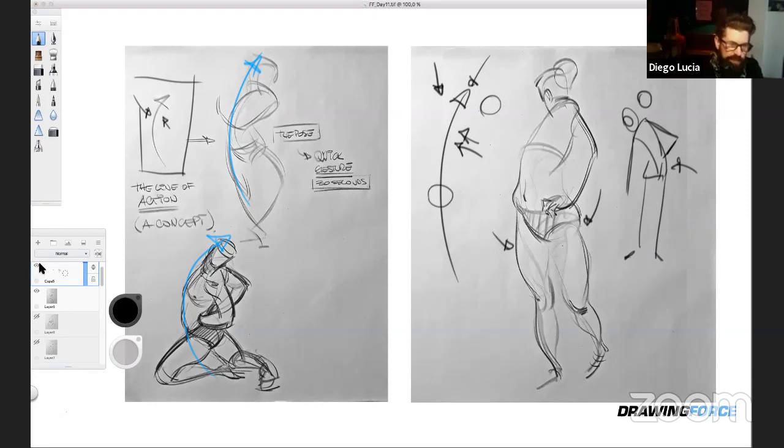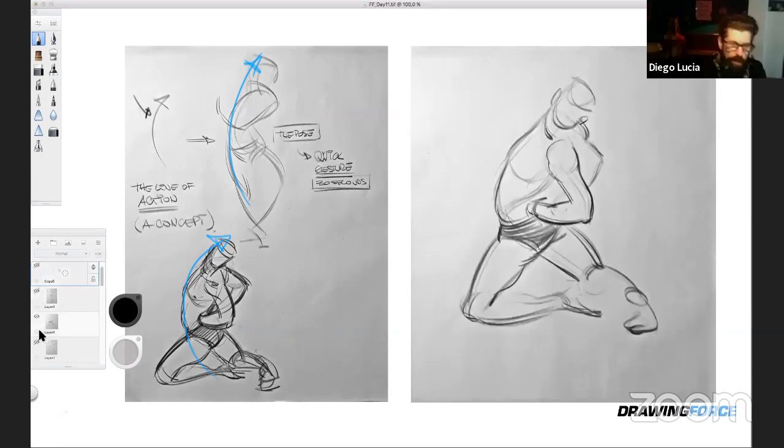Okay, let's take a look at a specific pose. For example, this one. So we said here that the line of action will be something like this. Okay, what about this leg?